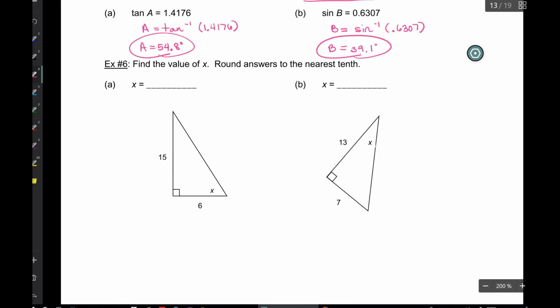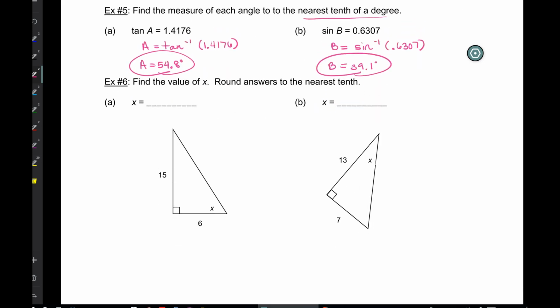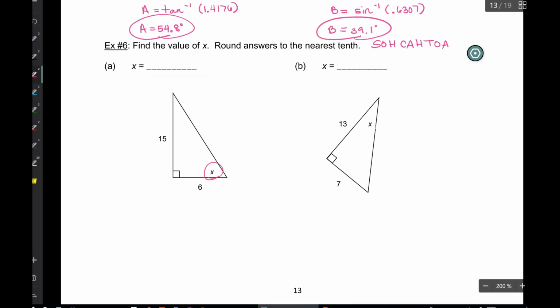Okay, our last example, we're going to now apply this, and we're going to think back to our SOHCAHTOA again. So this is the angle I'm looking for. So just like we did previously, we want to identify the two sides that we're working with. Here we have 15, which is opposite, 6, which is the adjacent side. So that has to be tangent. So it's tangent of the angle.